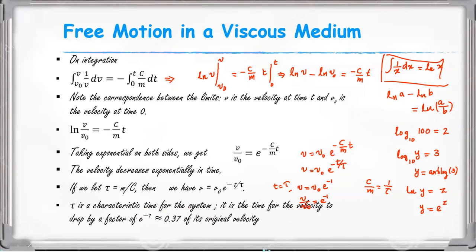Okay. So tau is the characteristic time for the system. And it is the time for the velocity to drop by a factor of e raised to minus 1, that is equal to 0.37 of the original velocity. Okay. This relation can be represented using a diagram.